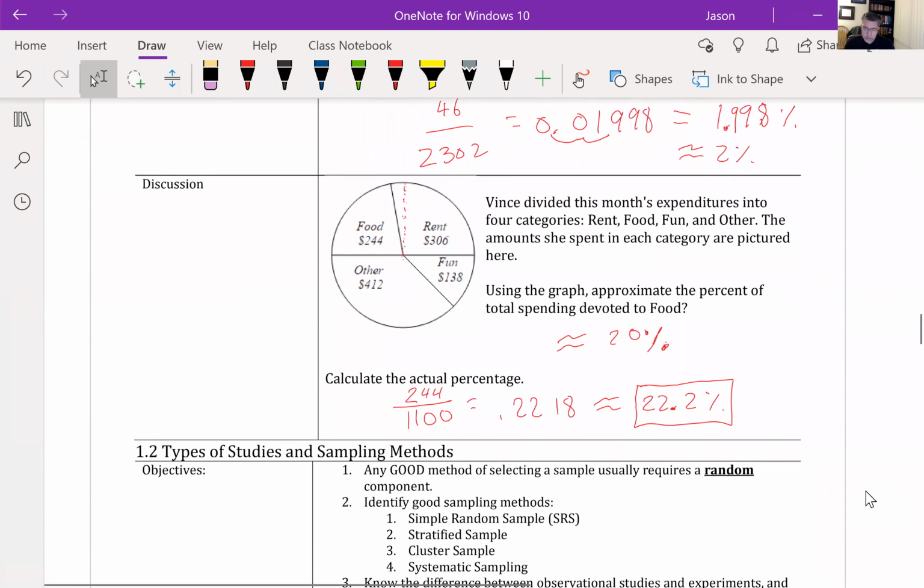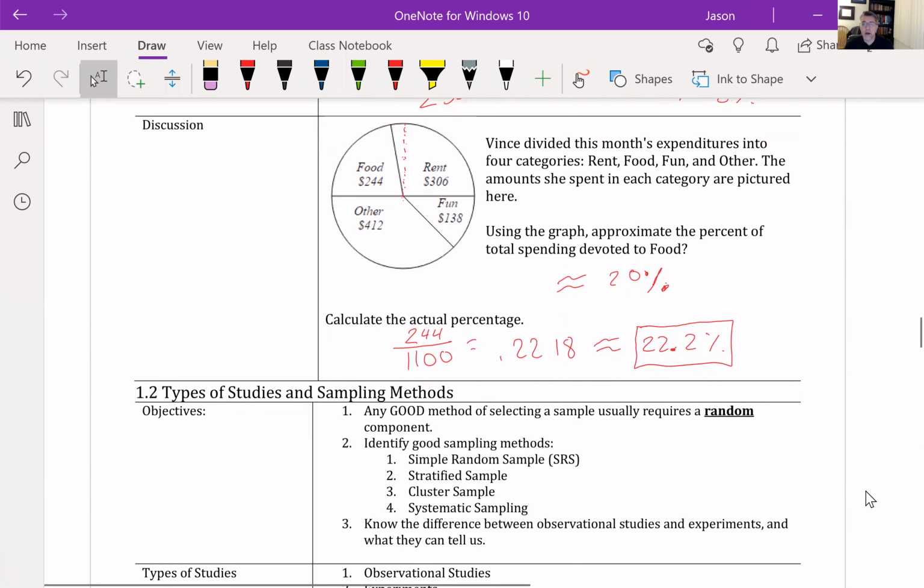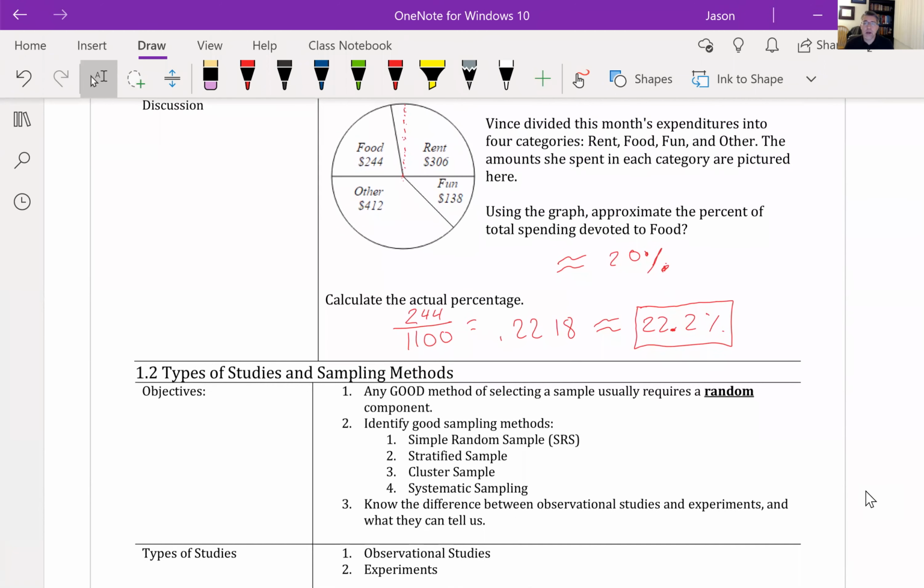Let's look at this circle chart here. Vince divided the month's expenditures into 4 categories: rent, food, fun, and other. The amount she spent on each category is pictured here. Using the graph, approximate the percent of total spending devoted to food.